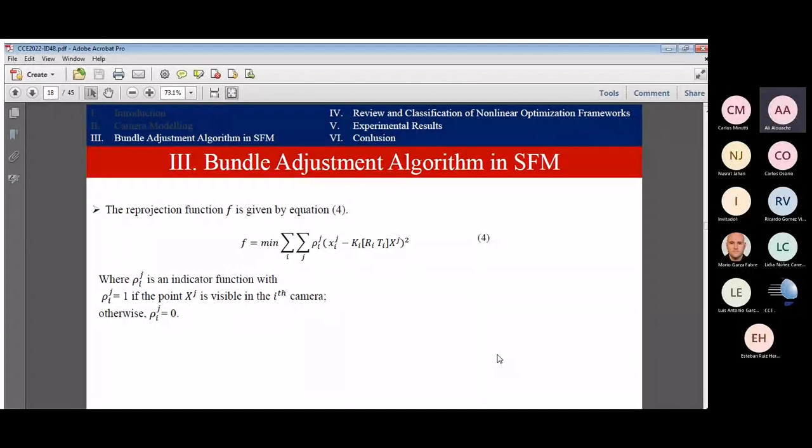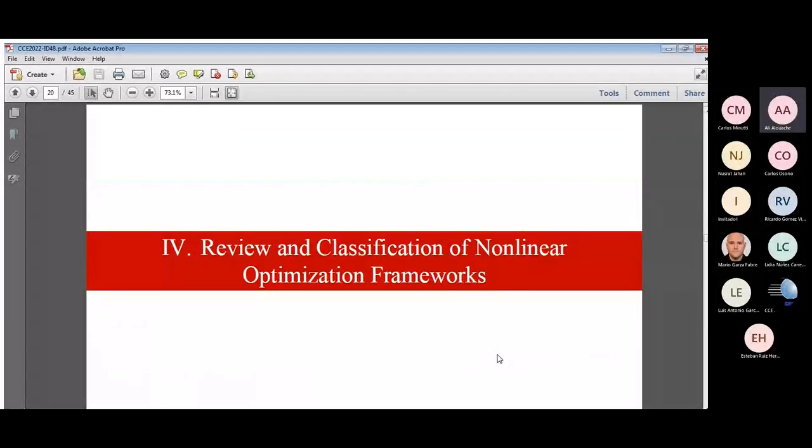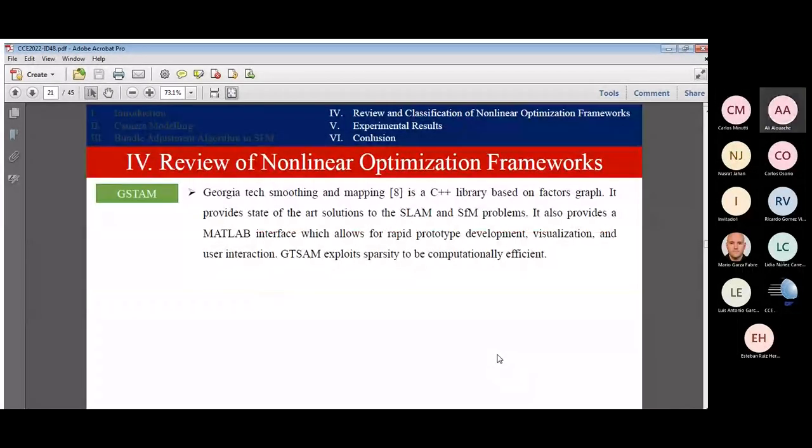Where rho ij equals 1 if the point xj is visible in the eye camera, otherwise rho ij equals 0. A valid solution for k1 r1 t1, k2 r2 t2, k3 r3 t3, and x1 x2 x3 must let the reprojection errors be as minimal as possible. Review and classification of nonlinear optimization frameworks.